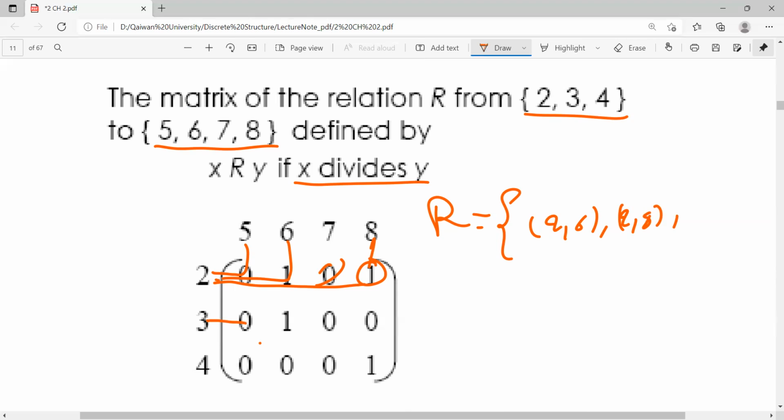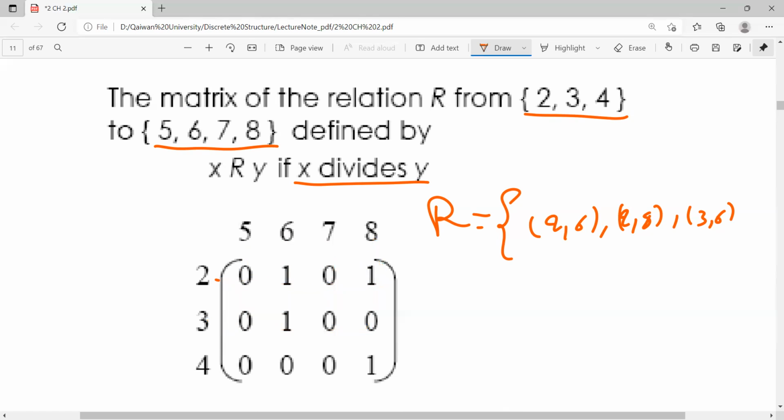Then we have no 3 and 5 because it's 0. But we have 3 and 6. It's 1. Okay? We have no 3 and 7, and we also have no 3 and 8, because those are 0.